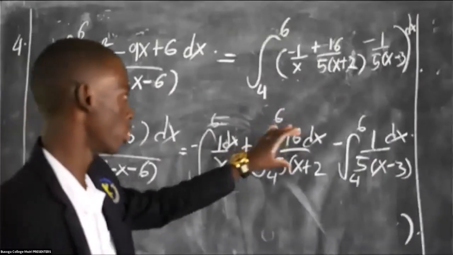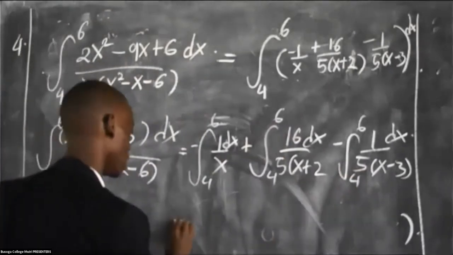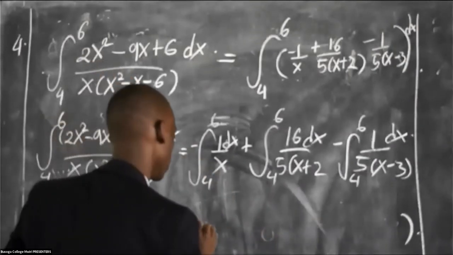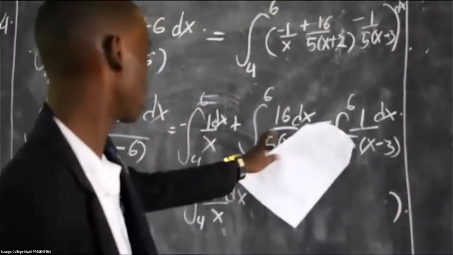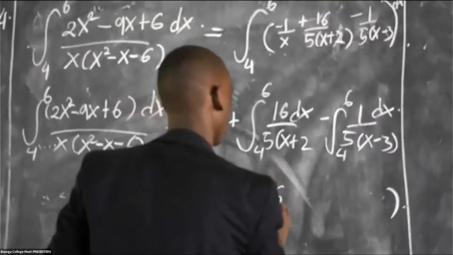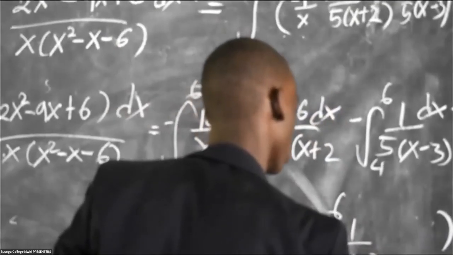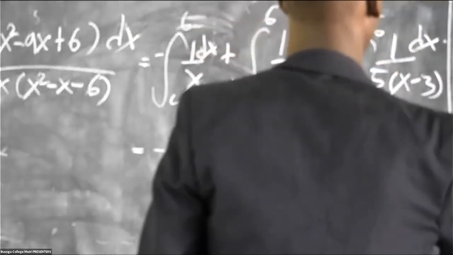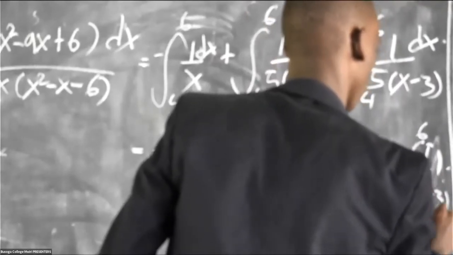Look at this. I'm looking at factorizing out the constants. What we are looking for will be a little bit clearer. This was a negative, there are negatives outside. Negative integral from 4 to 6, 1 out of x with respect to x. Next, pull out the constants, plus 16 out of 5 integral from 4 to 6, 1 out of x plus 2 with respect to x. Next, minus 1 out of 5, the integral from 4 to 6, 1 out of x minus 3 with respect to x.